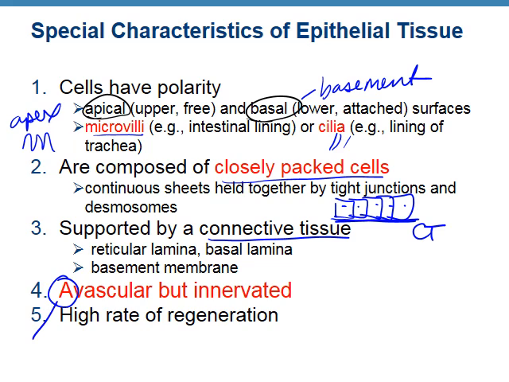Epithelial is avascular. A means not. So they do not have their own blood supply. The connective tissue has to feed the epithelial tissue. Innervated means nerves. Do they have nerves? Yes, there is nervous tissue going into epithelial tissue. And they have a high rate of regeneration. If you cut your finger, skin cells will grow again.